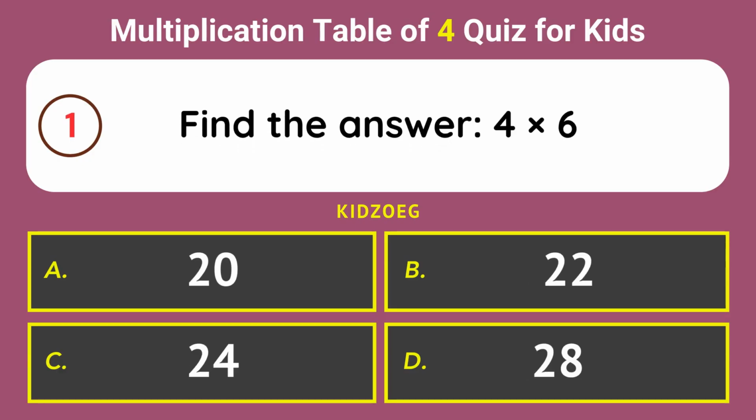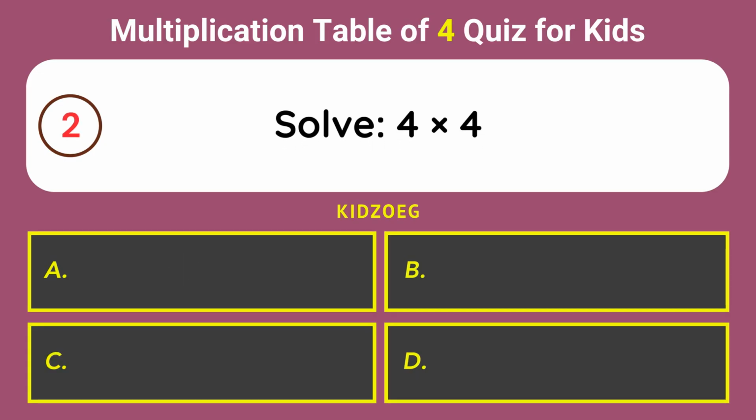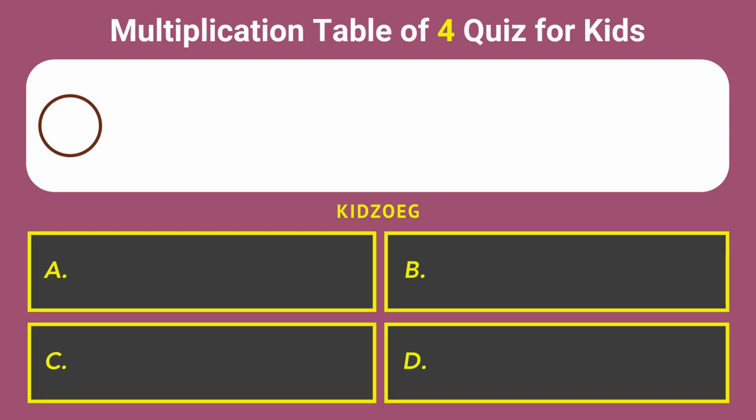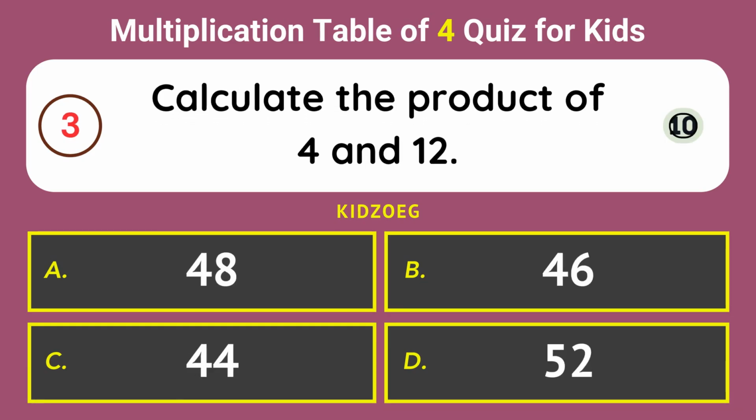Find the answer. 4 times 6. $24. Solve. 4 times 4. $16. Calculate the product of 4 and 12. $48.